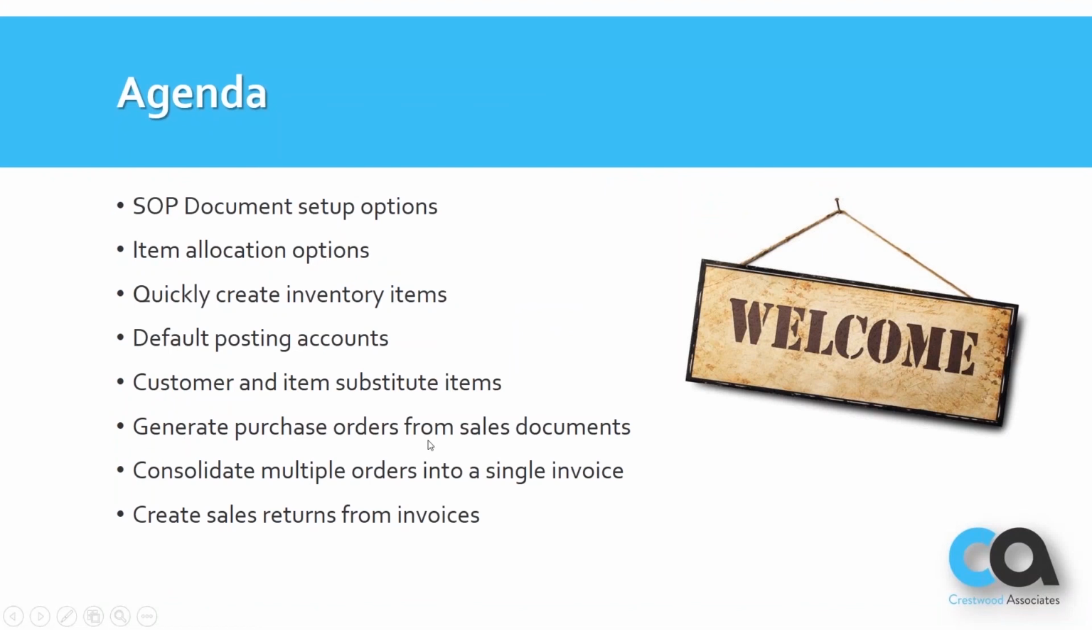Okay, so we went through generating purchase orders from sales documents. And then our next topic will be consolidating multiple orders into a single invoice. So this is a great feature that you can use. It does require setting up a fulfillment order, but once you've done that, you can make it as simple, or you can have as many steps as you want on that process. And if you have multiple sales orders out there, you can then consolidate them all into one single invoice.